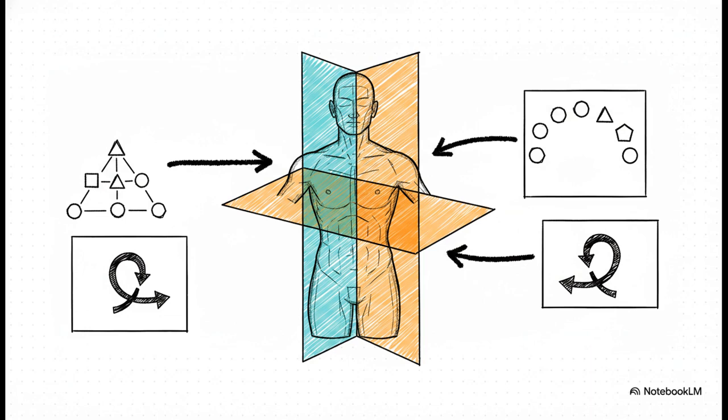And this is exactly how the leads divide up the work. It's a perfect division of labor. The 6 limb leads are all positioned to view the projection of that vector loop onto the frontal plane, which gives us our up-down and our left-right perspective. At the same time, the 6 precordial leads are viewing the loop's projection onto the horizontal plane, giving us that absolutely crucial front-to-back and right-left perspective.